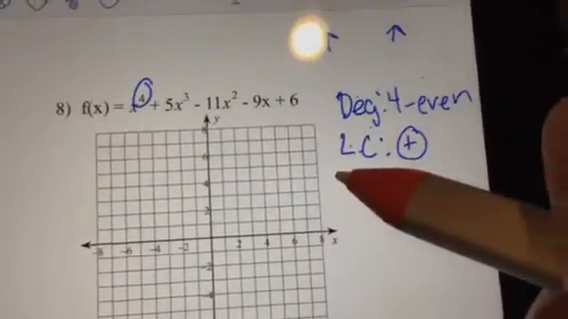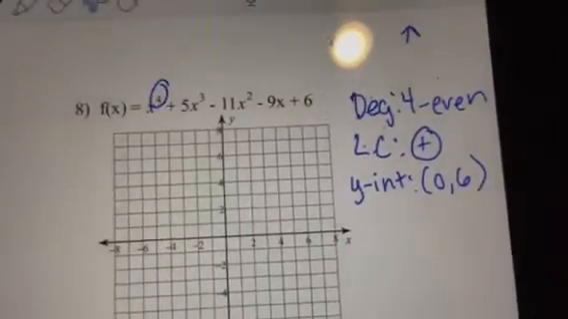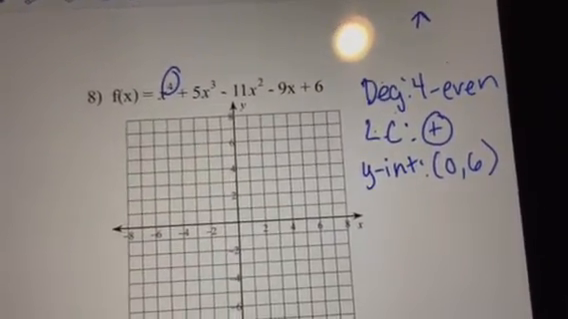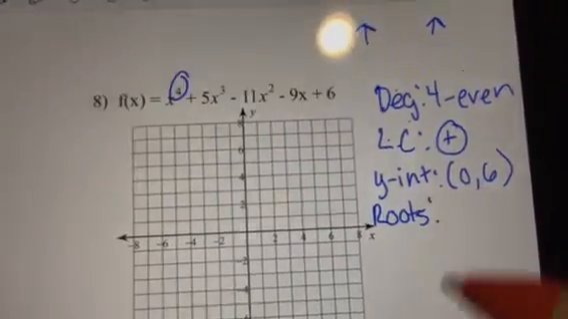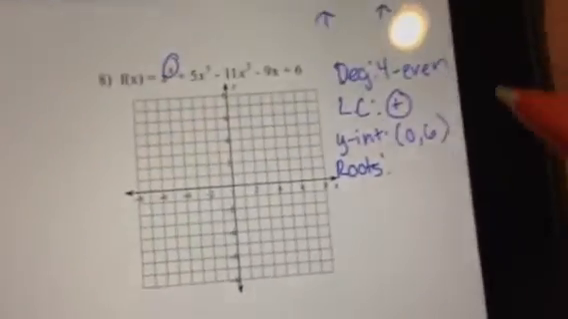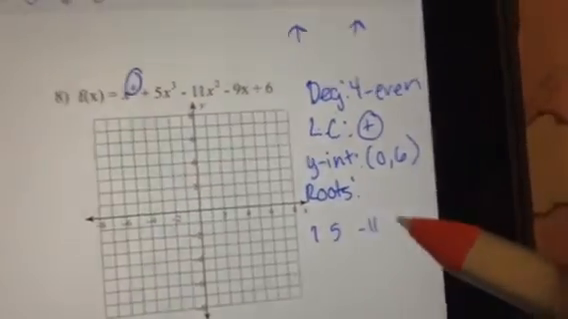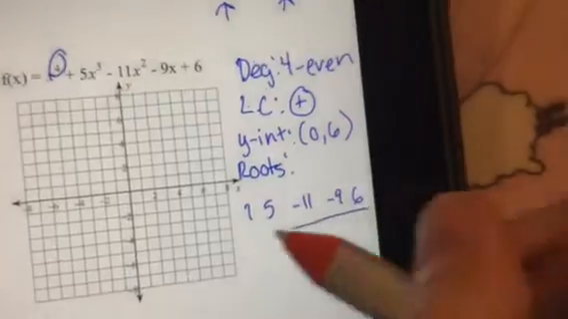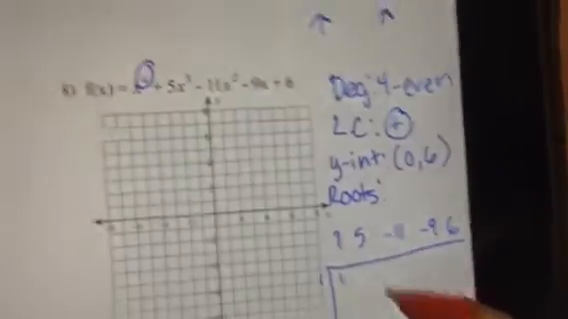I'm going to do the other easy thing right away, which is the y-intercept. The y-intercept here is (0, 6), and then we'll get into finding the roots. Now, to find the roots, you need to do synthetic division to start. So I'm going to move down here on my problem. If I do my synthetic division, I'm going to start by putting down my coefficients, 1, 5, -11, -9, and 6. And the first number that I always tell you guys to try is 1. So we do our synthetic division.